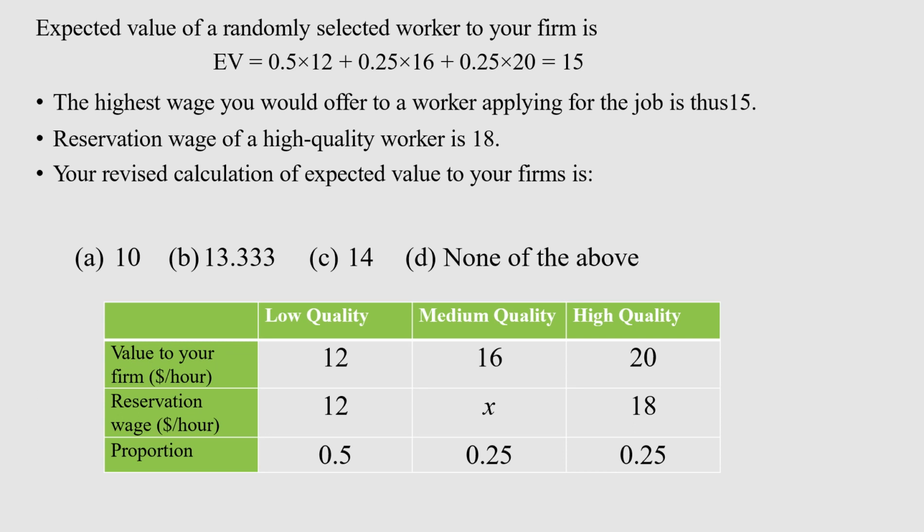The reservation wage for a high quality worker, let's say, is $18. Your revised calculation of the expected value to your firm would be what? Given that the reservation wage of the high quality worker is 18. I'll give you a minute to think about that.